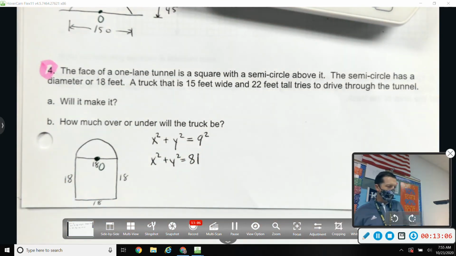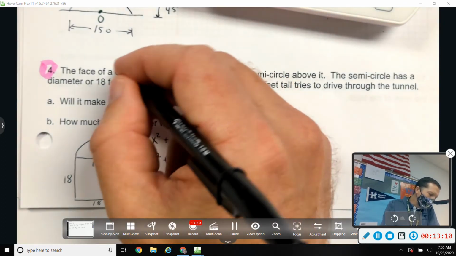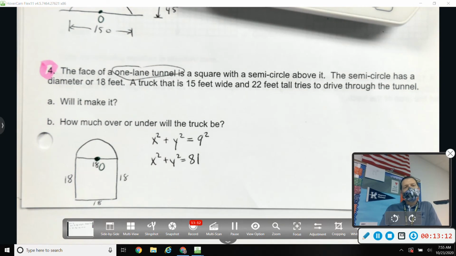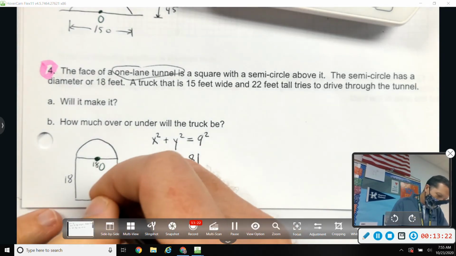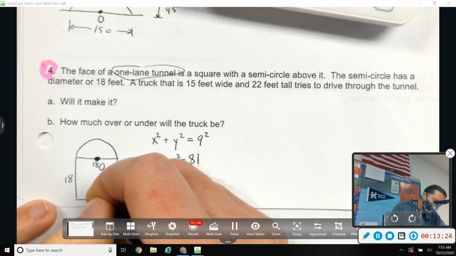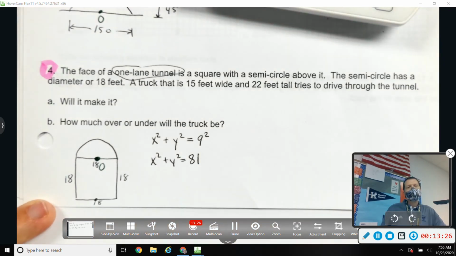Alright, a truck is 15 feet wide and 25 feet tall. And this is a one-lane tunnel. So if this truck wants to make it through, where, left and right, should it drive to have the best chance of making it? Right down the middle. It's a one-lane tunnel, so it's okay.